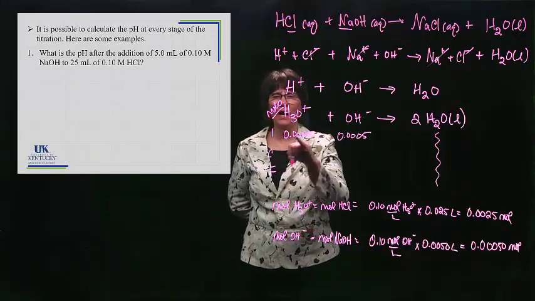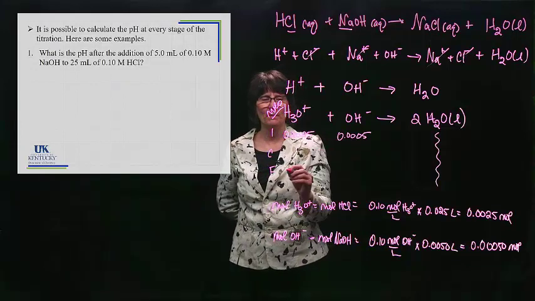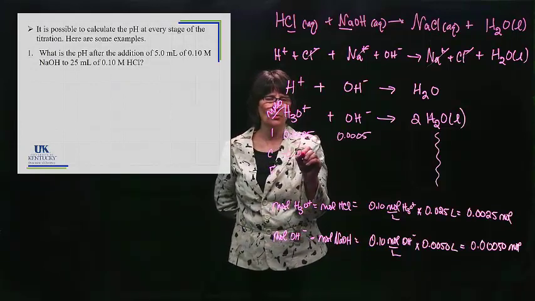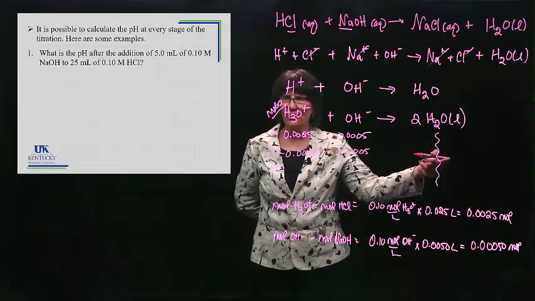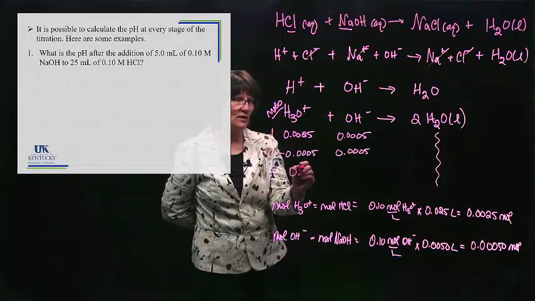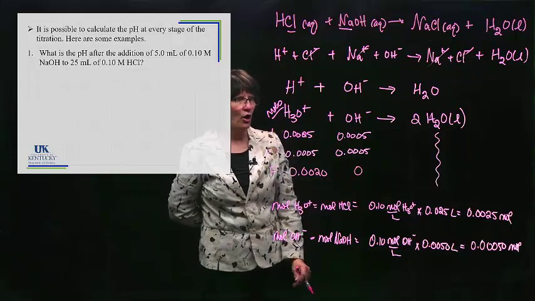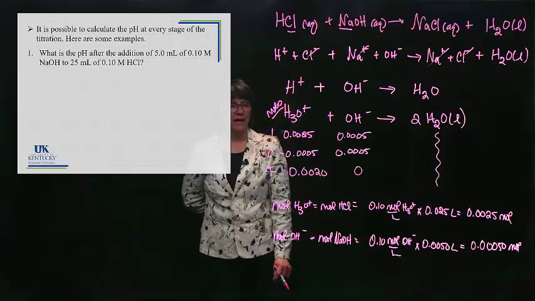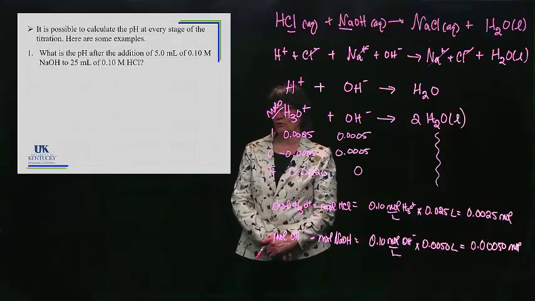Now, we look at these two, and ICF goes to completion, consuming the smaller value, which is the base. So I will consume 0.0005. I could add it over here, but I don't really care about that number. Now, when I subtract, I have 0.002 moles of acid left, and I have consumed all of that added base. So now it says I'm supposed to calculate the pH of this solution.